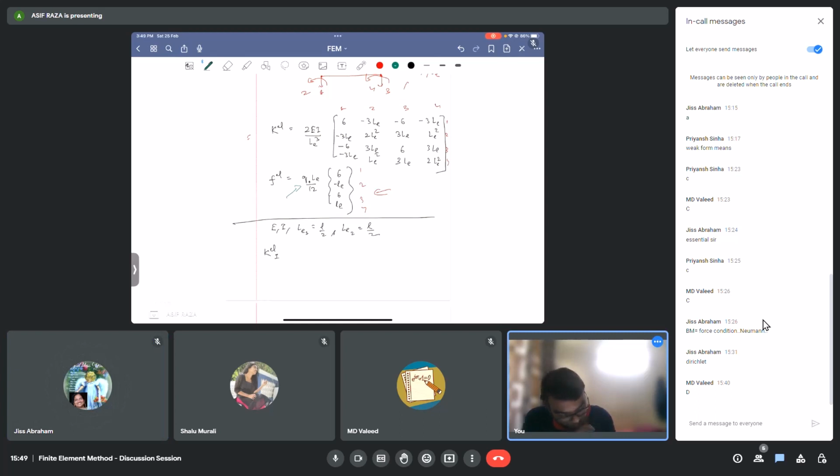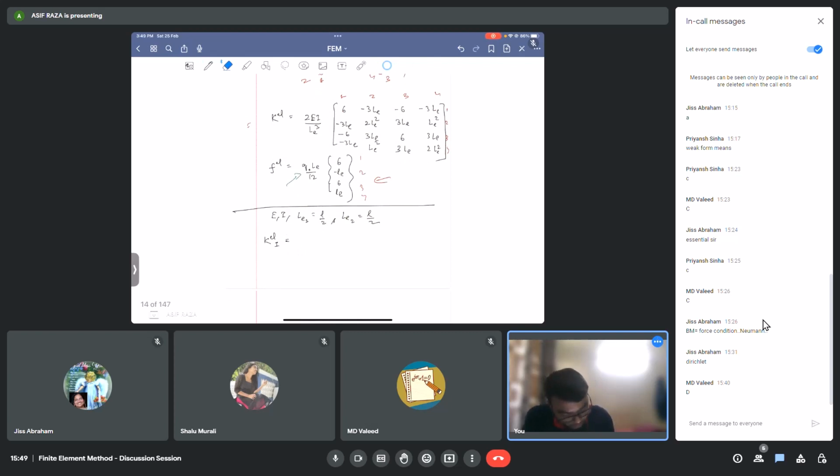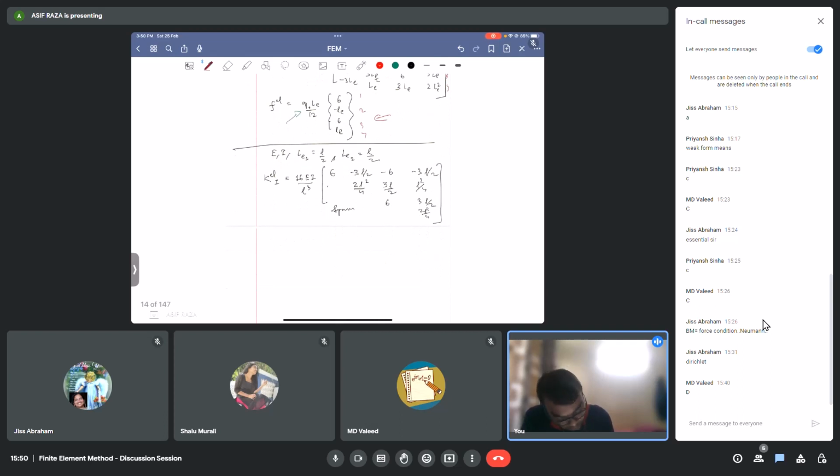So the first element is 2EI by LE cubed, where LE will be L by 2, so 8 to the 16, this will be 16 EI by L cubed times the matrix 6, minus 3L, minus 6, minus 3L, 2L squared, 3L, L by 2, L by 2, this will be L squared by 4, and 6, 3L by 2, 3L by 2, this will be 2L squared by 4, and symmetric. These pertain to 1, 2, 3, 4.